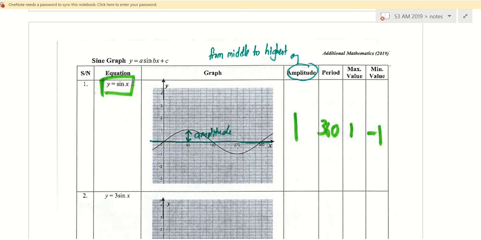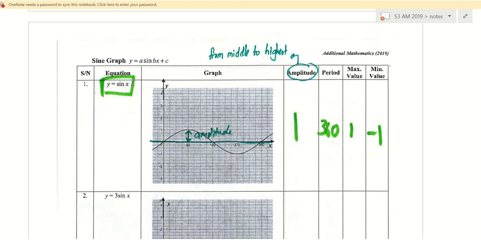Then the period is the cycle for one round, right? One cycle until here is 360. After that, you repeat itself. So one cycle itself is 360. The maximum value is 1. The minimum value is -1.